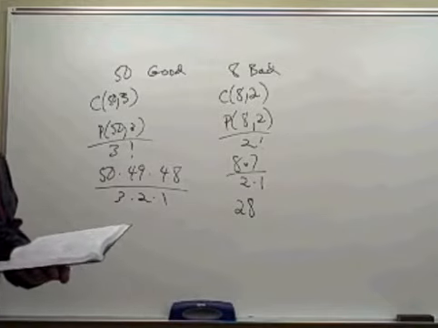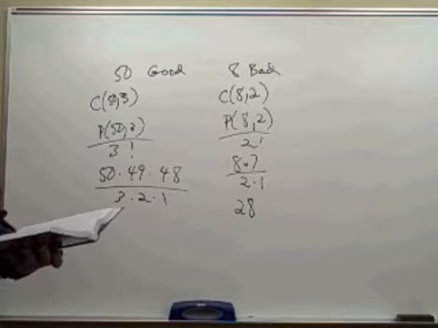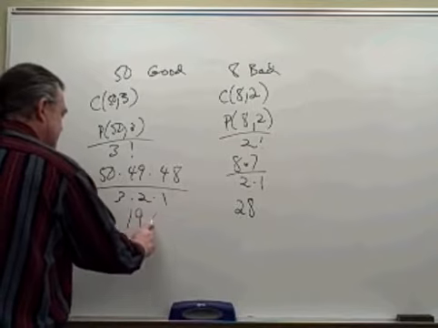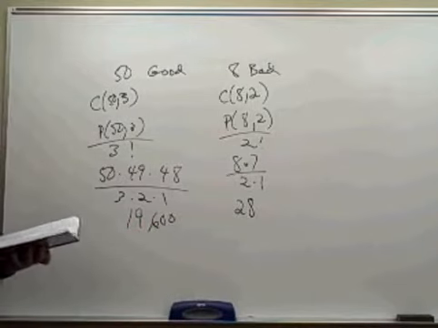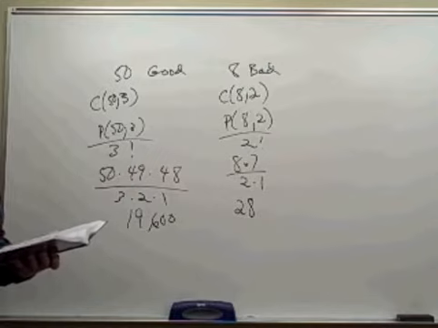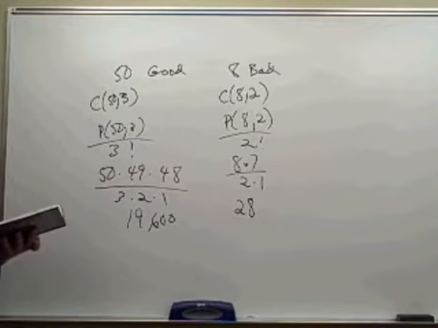And if we do that arithmetic, we get an answer of 19,600. So there are 19,600 ways we could choose 3 of the good boards out of the 50 good ones.